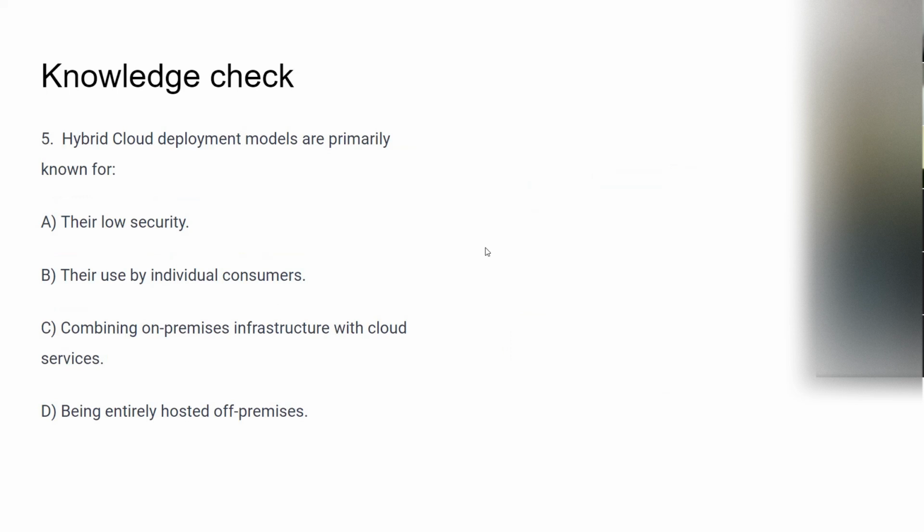So last one, hybrid cloud deployment models are primarily known for what? C. You combine on-premises infrastructure with the cloud. That is hybrid, half and half.